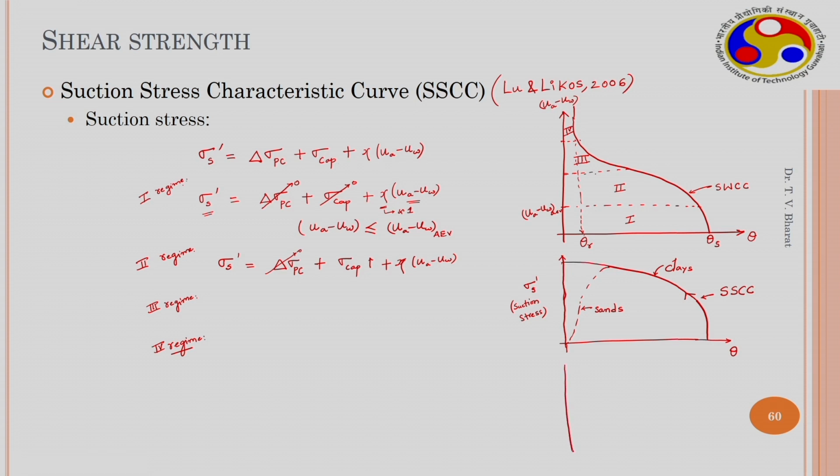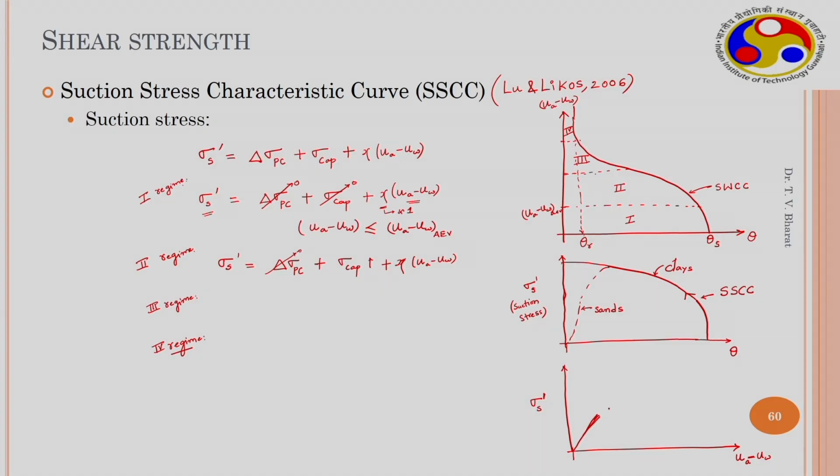Similarly, this same graph can be drawn for UA minus UW, the matrix suction, on the x axis, and suction stress on the y axis. Initially the suction stress increases at the same rate as the matrix suction value. It follows a 1:1 linear relationship, and beyond that the increase in the suction stress decreases with increase in the suction, and becomes nearly constant at a particular value.